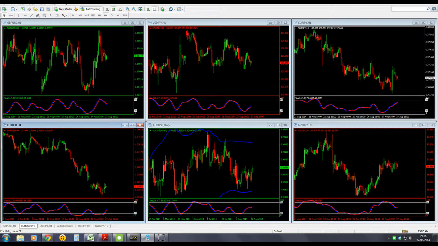Support can be viewed as a shelf where the price action has support and finds it hard to fall through. Resistance can be viewed as a roof where the price action finds it hard to break through. Okay, this is a simple but clear explanation.